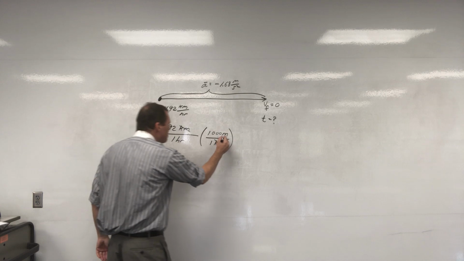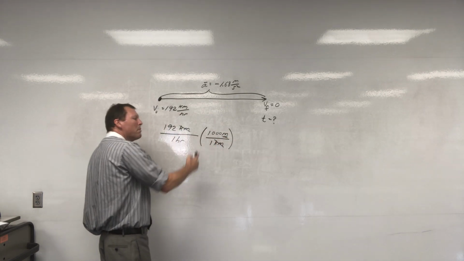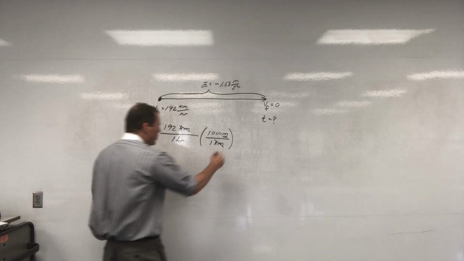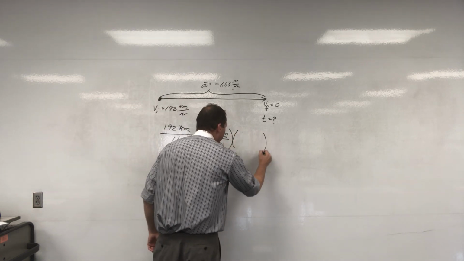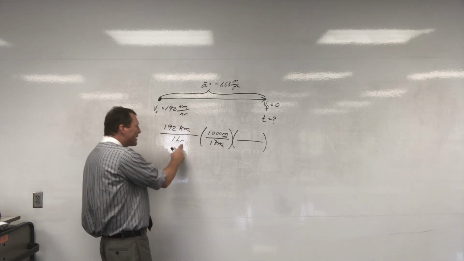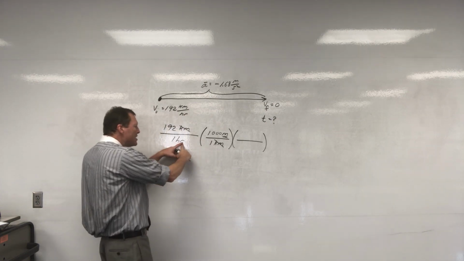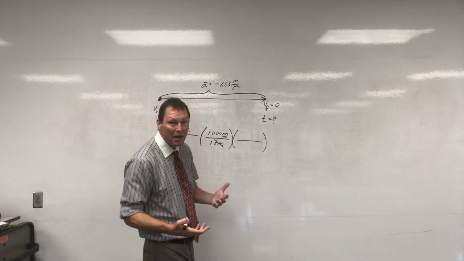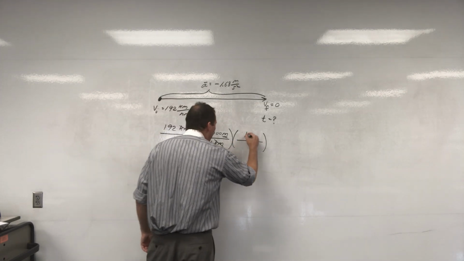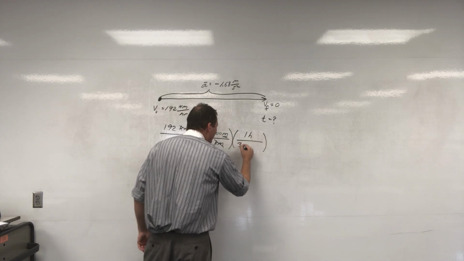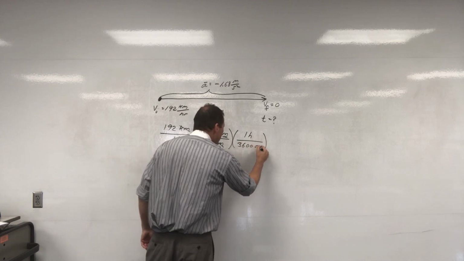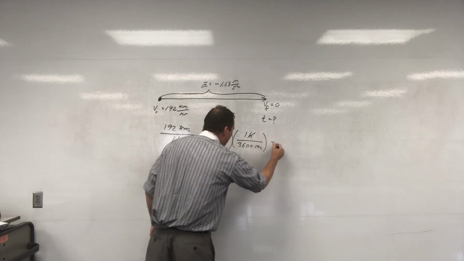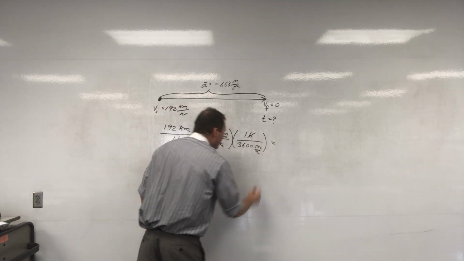Now I'm in meters per hour, but I want to be in meters per second. So now I've got to work with the hours, so I need another conversion factor. I've got hours on the bottom, that means I need hours on the top so that those hours cancel out. So I know that 1 hour equals 3,600 seconds. Now my hours cancel out, and I'm in meters per second.